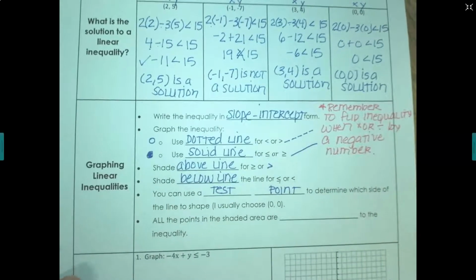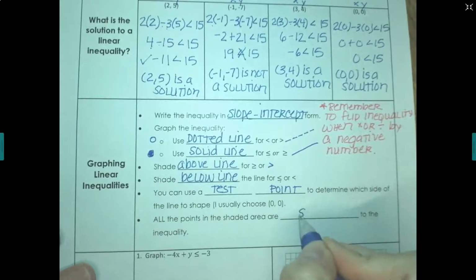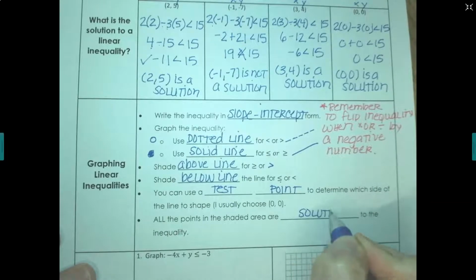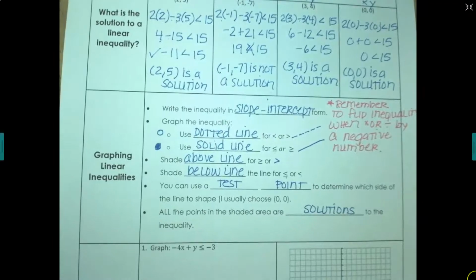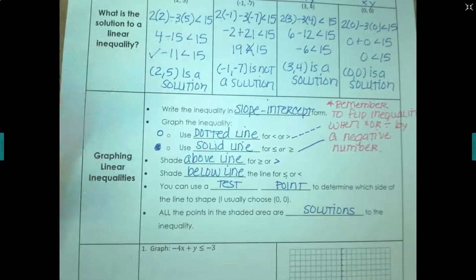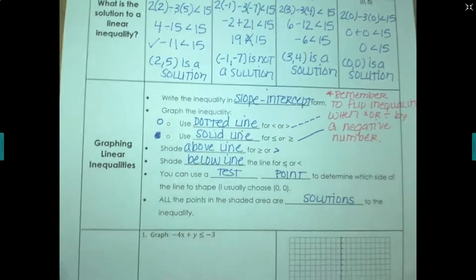And then all the points in the shaded area are solutions to the inequality. Any one of the ones in the shaded area would make the inequality statement true, like we were checking out up here. All right, so let's go ahead and try some of these.